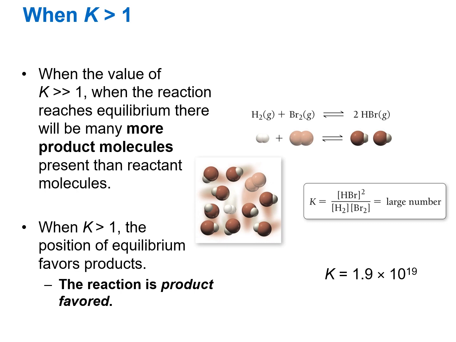So in this case, we look at the concentrations, and we're going to have a lot more of our product than we will reactants, and that's how we're going to get a large K, because 10 to the 19th is a large number. But what happens if things are going the other way? Let's take a look.